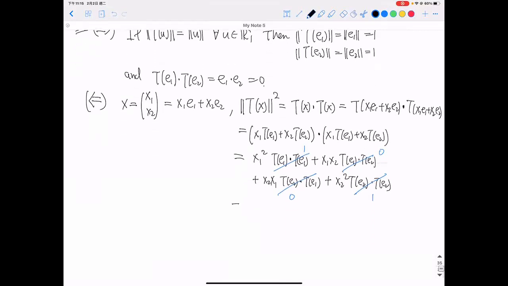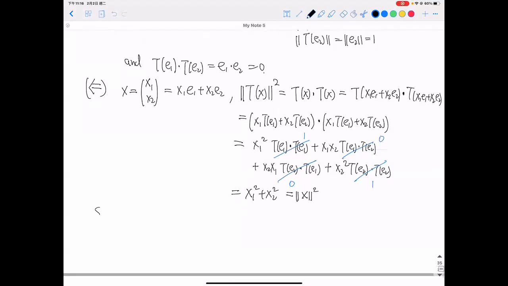So therefore, we're left with the square of x1 plus the square of x2, which is the length of x squared. And this chain of equalities shows that the square of the length of T of x is equal to the square of the length of x. So the length of T of x is equal to the length of x, which is the requirement for T to be orthogonal. Okay.